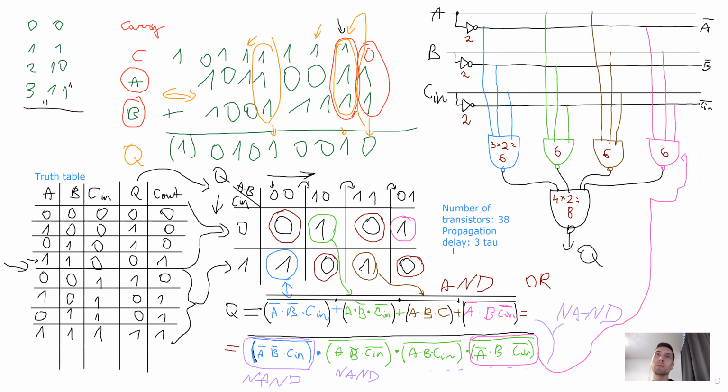And as I mentioned before, we could also build the same Q from AND or OR elements. It would have just been more transistors and 5 taus, because initially we had some terms with inversion, some not, but then we ANDed them, so it's 2 taus, and then we ORed them, it's another 2. So it would have been 5 tau, it would have been much slower. Okay, so this is about Q.